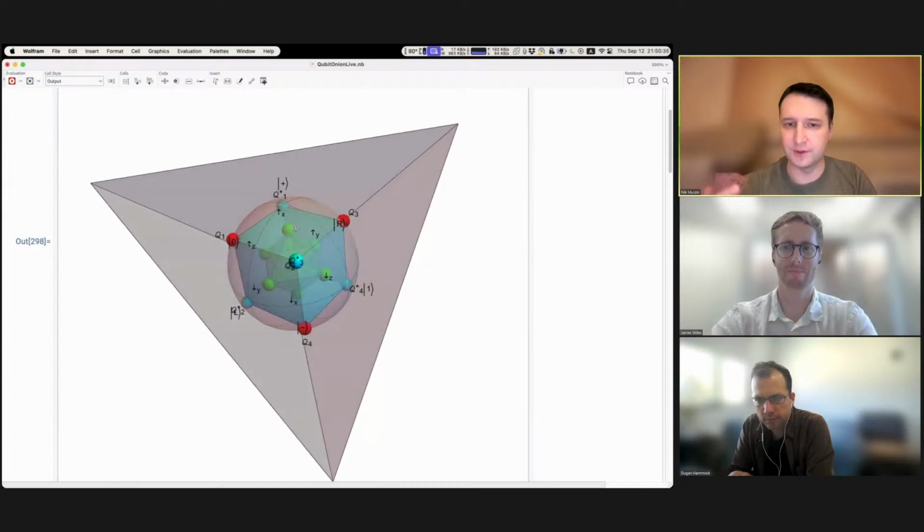And together with those, together with this original red tetrahedron and the cyan tetrahedron, you just get this cube.